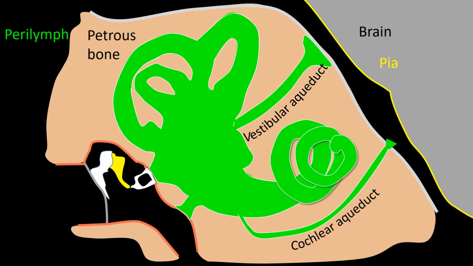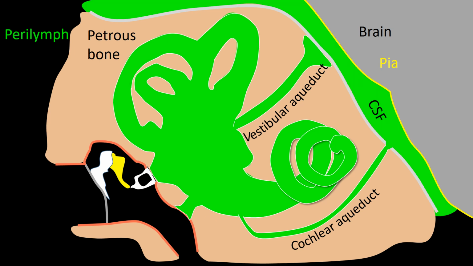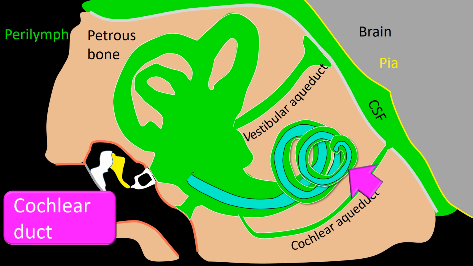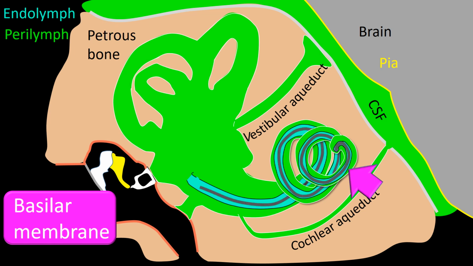We can now see the brain and the pia. Between the pia and the dura, we have the subarachnoid space, which is full of CSF. Notice the communication of the perilymphatic space through the cochlear aqueduct to the CSF. Now, I want to call your attention to the concha. The structure I just added is called the cochlear duct. I hope you recognize it from a prior lecture. The cochlear duct contains endolymph and houses the basilar membrane over which the organ of Corti rests.